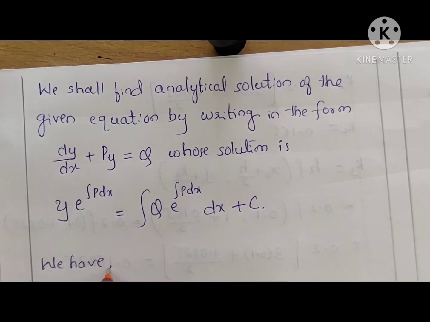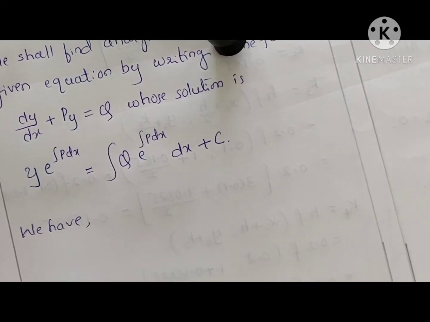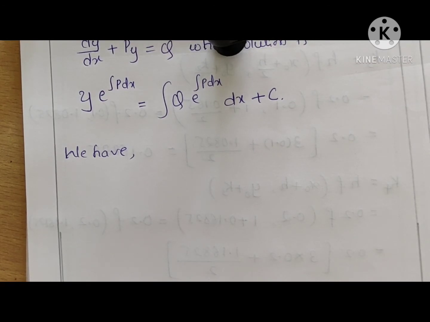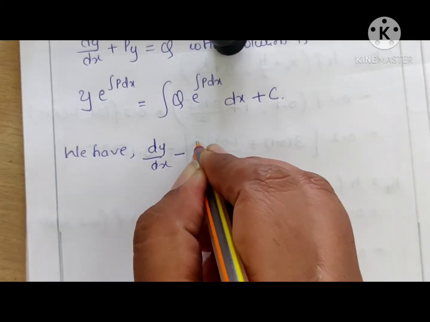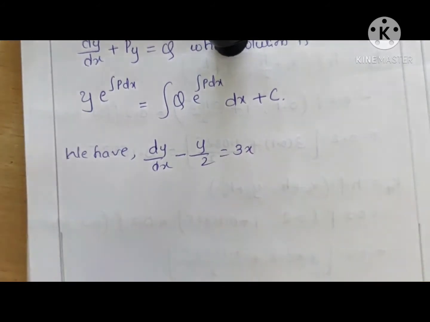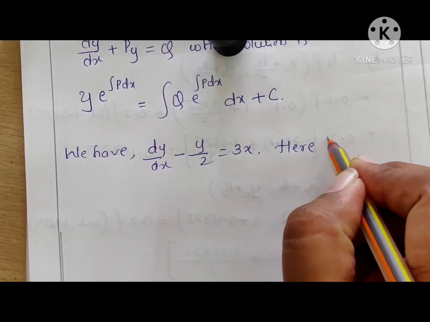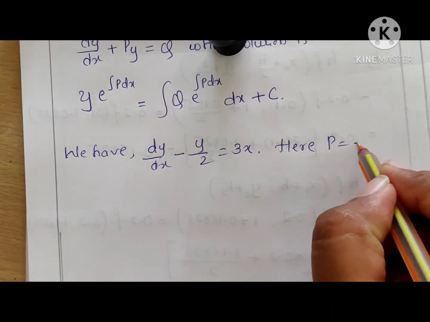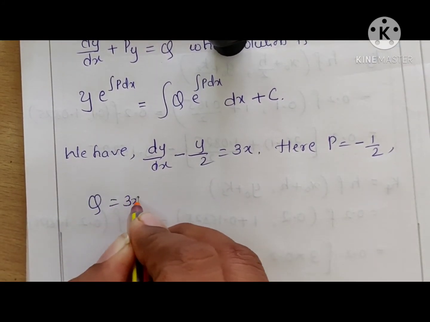So we have dy by dx minus y by 2 is equal to 3 into x. So here, p is what now? dy by dx plus p y is equal to q. P is minus 1 by 2. And what is q? Q will be 3x.